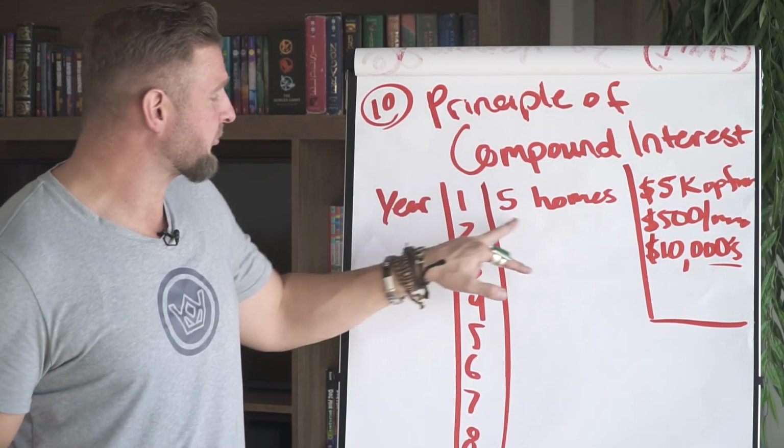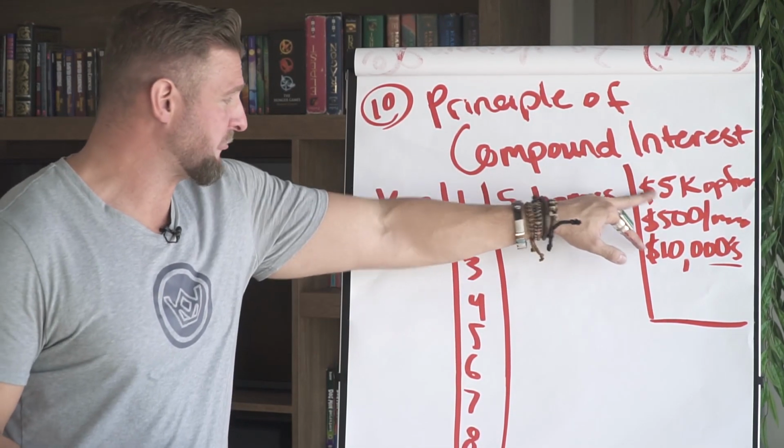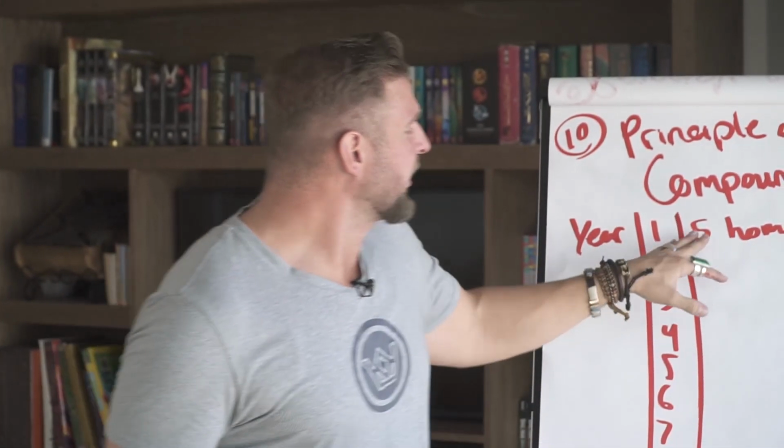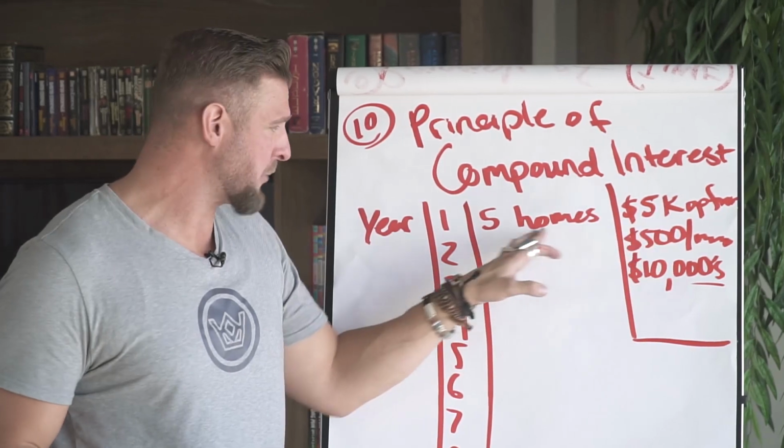Now, the $5K up front, if you do 5 homes, how much is that? $5,000 times 5 homes, that's $25,000. But you also have 5 homes paying you $500 a month. How much is that?